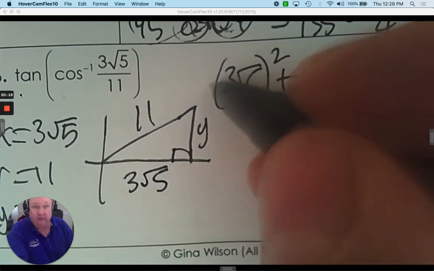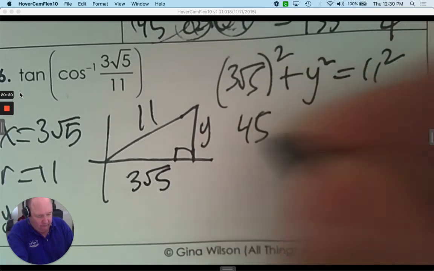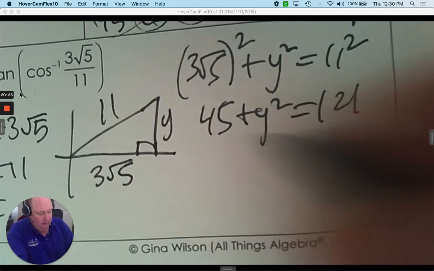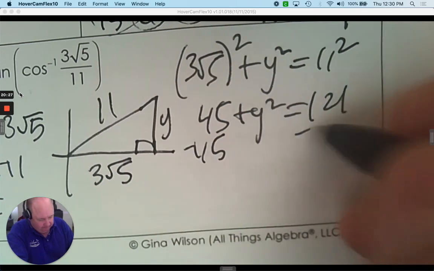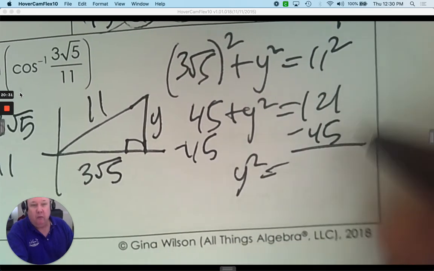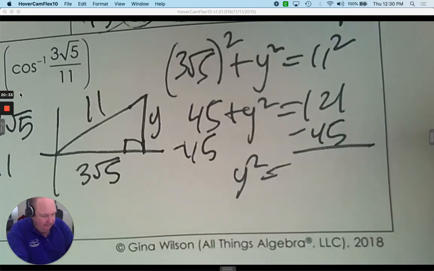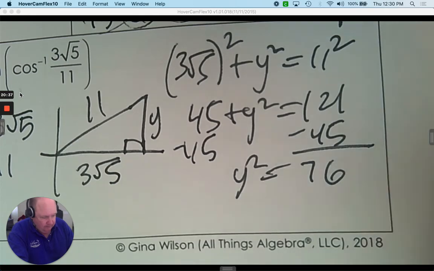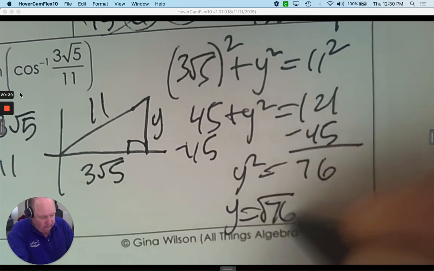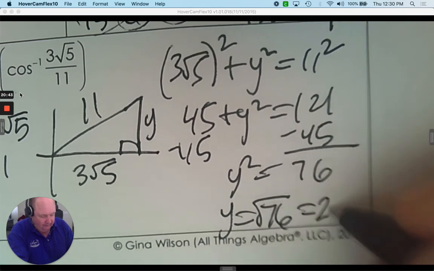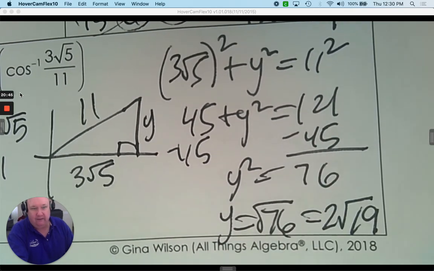See if I can do this. This is 9 times 5. That's 45. This is 121. Subtract 45. So 121 take away 45. That's 76. And so y then is the square root of 76. You could also write that 4 goes into it 19 times. So it's also 2 root 19.